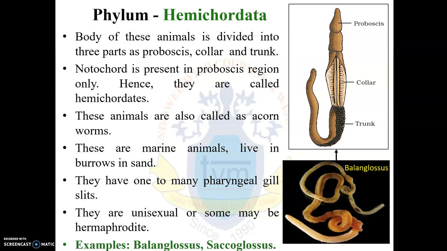These are marine animals. They live in burrows in sand. They have one to many pharyngeal gill slits. They are unisexual or some may be hermaphrodite. Examples are Balanoglossus and Saccoglossus. Balanoglossus is shown in this picture.